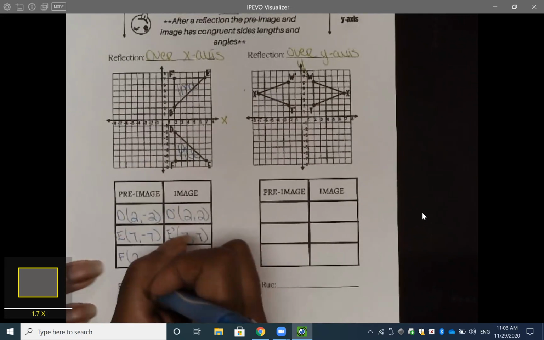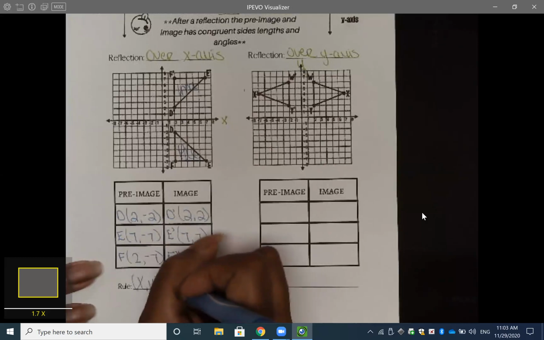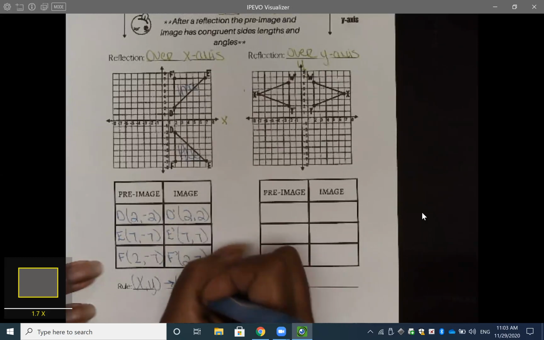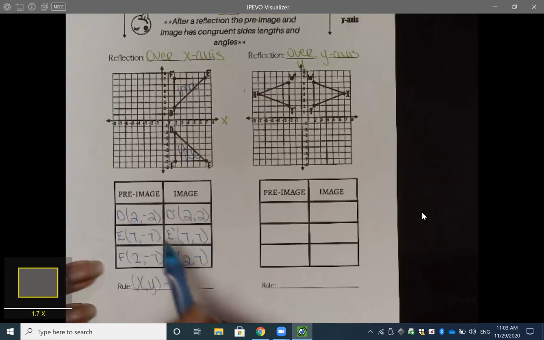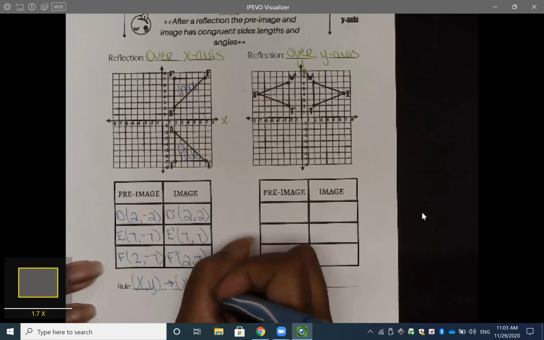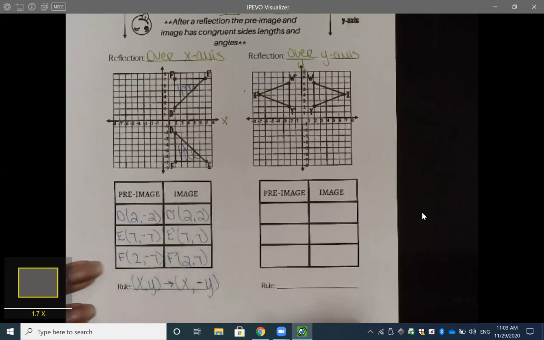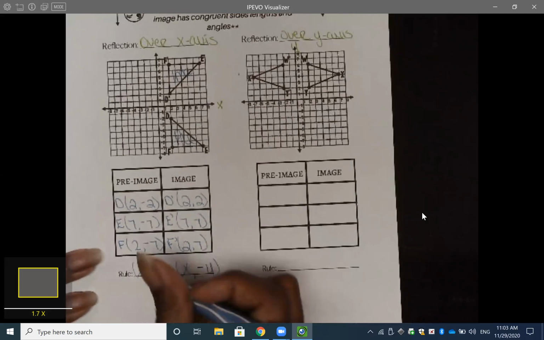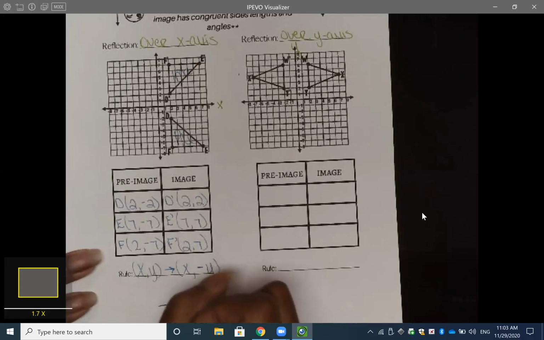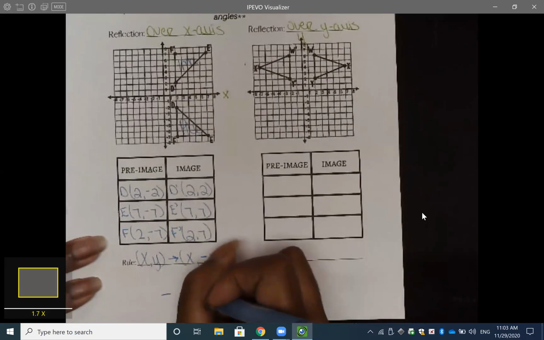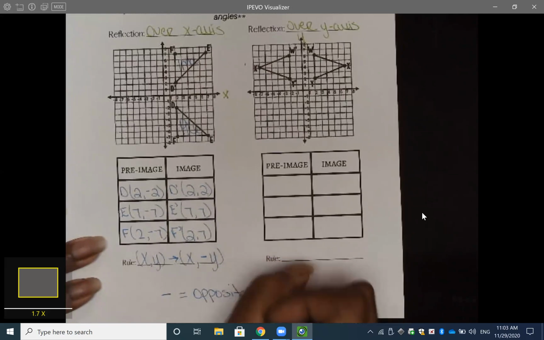So our rule is (x, y) reflects to (x, -y). Our x's stay the same, but our y's went from -2 to +2, -7 to +7, -7 to +7. So all of our y values became the opposites of what they originally were. Remember, that does not mean that it became negative. It means that it became the opposite. So this negative sign that we're going to be using throughout this means opposite. Okay.